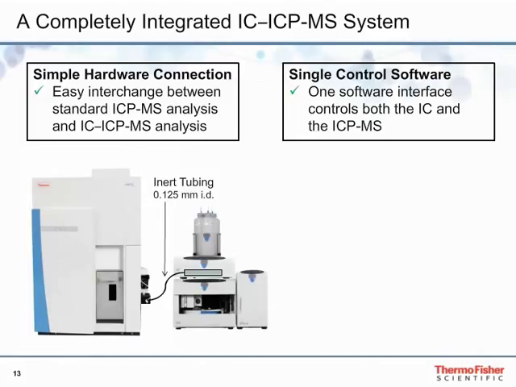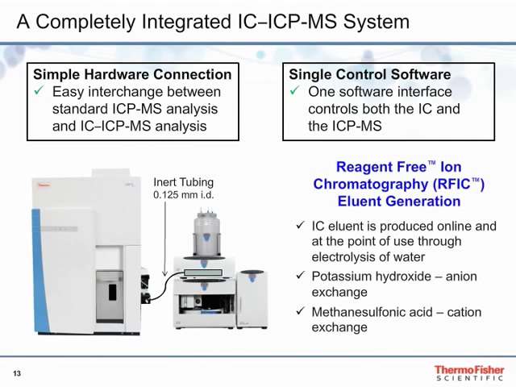There's never usually any need to dilute or split the IC eluent, as the ICP-MS has a robust source and is able to handle a range of flow rates and different mobile phase types. The IC system itself utilizes reagent-free ion chromatography eluent generation. The eluent is produced online at the point of use through the electrolysis of water and is suitable for both anion and cation exchange separations.